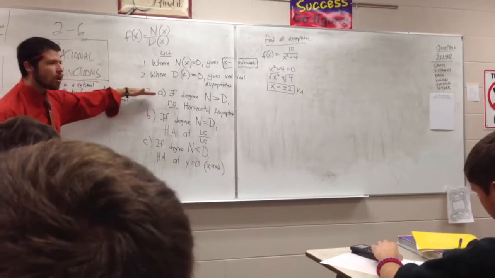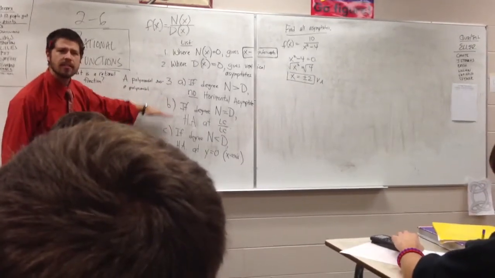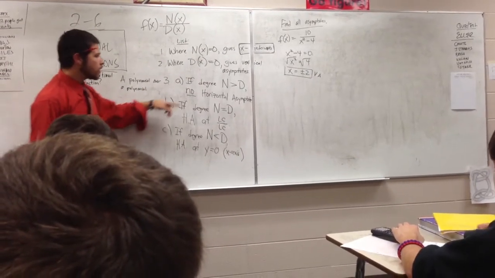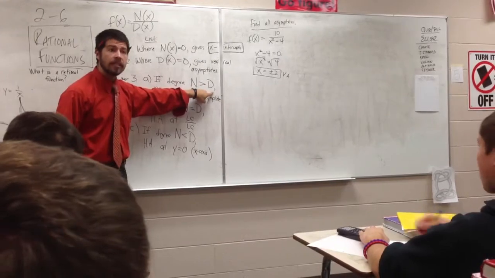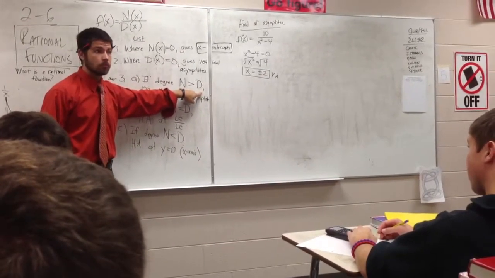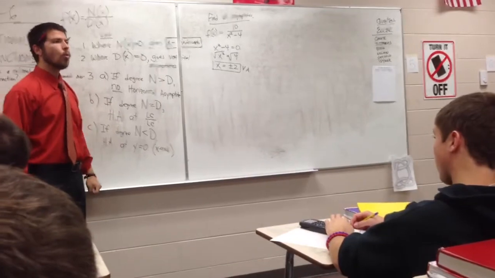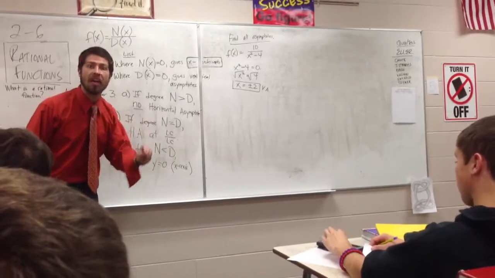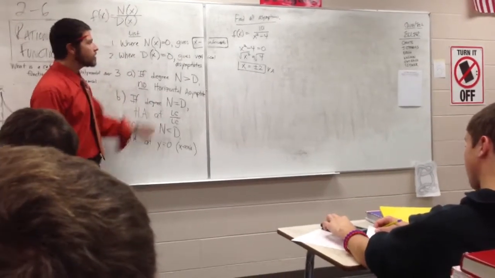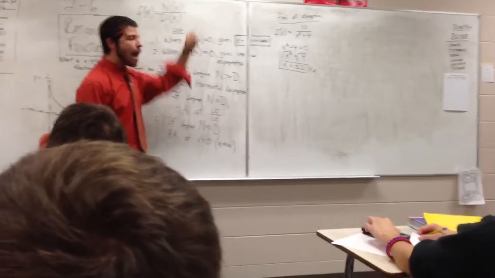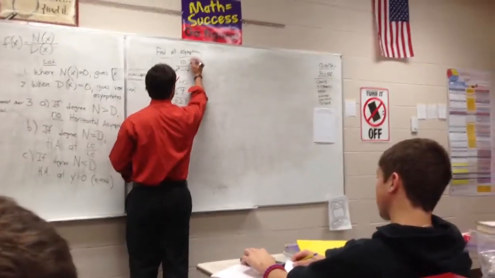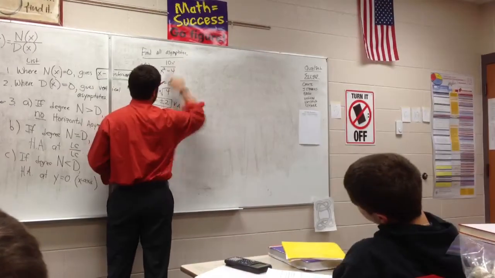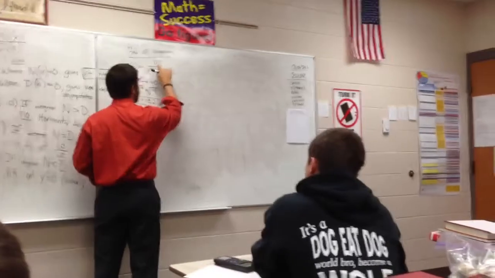Now, it is only one of these 3 cases right here. Think about the degrees. Is the degree of the top greater than the bottom? Yes or no? Question. What is the degree of the top? The degree is the highest exponent. 0. Thank you. What is the degree of the bottom? 2. The degree of the top is 0 because, technically, this is really like 10x to the 0, because x to the 0 is just 1 and 10 times 1 is just 10. So the degree is 0, the degree is 2.